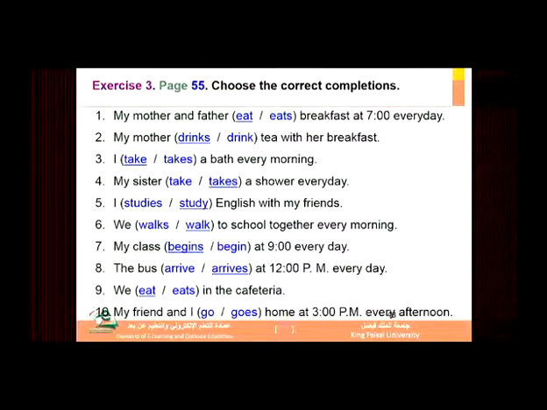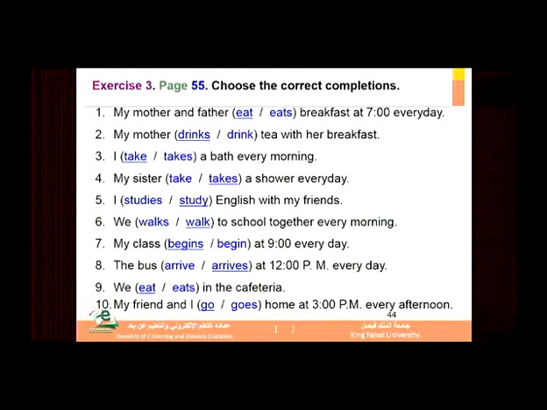And finally, my friend and I. So we have more than one person in this subject. My friend and I is a compound subject represented by the pronoun "we." So we have more than one person here, a plural pronoun, in which case the verb does not take an S. So my friend and I go or goes home at 3 p.m. every afternoon? My friend and I go home at 3 p.m. every afternoon.